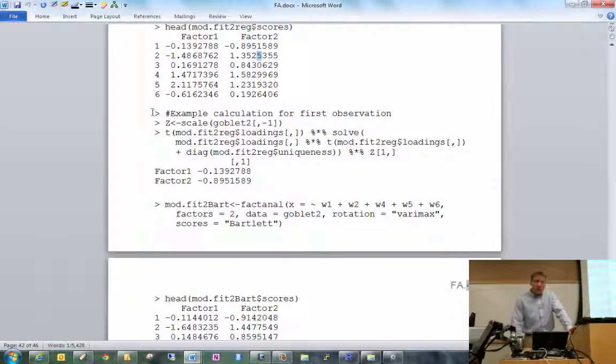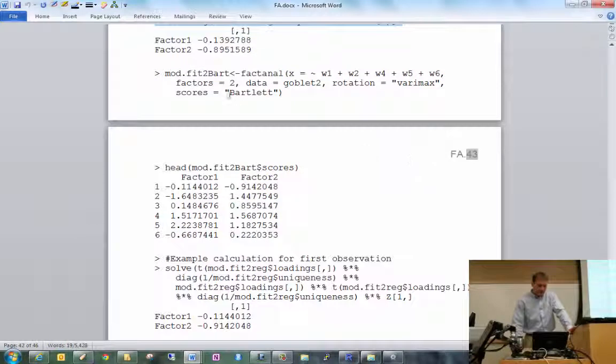Now, to actually do the calculations using the matrix algebra formulas, what I've done is set up some code here for you. You can see how this is done with observation number 1. You are responsible for this, and I want you to take a look at it on your own after class. To do the Bartlett or weighted least squares method, you say scores equal Bartlett.